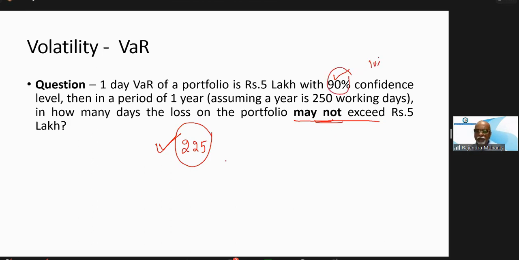So read the question very carefully. "May exceed" means we take 10%. "May not exceed" means you have to take 90%. Normally we make mistakes by not reading the question properly. So always read the question slowly, and it will be easy. So 225 will be the correct answer for this.